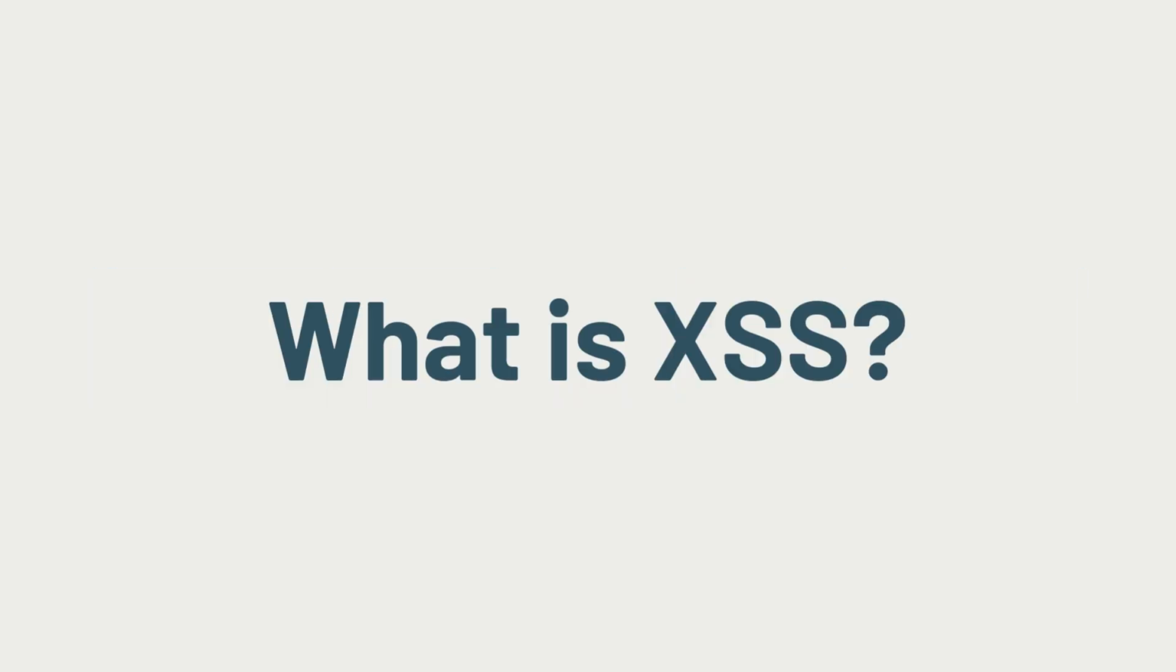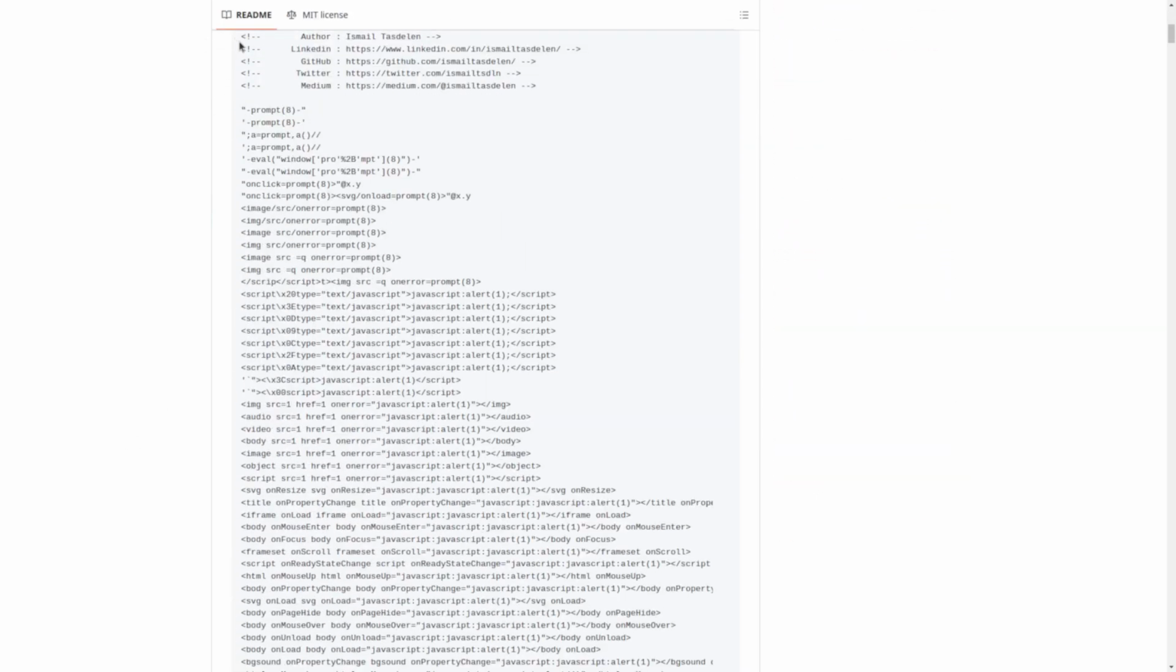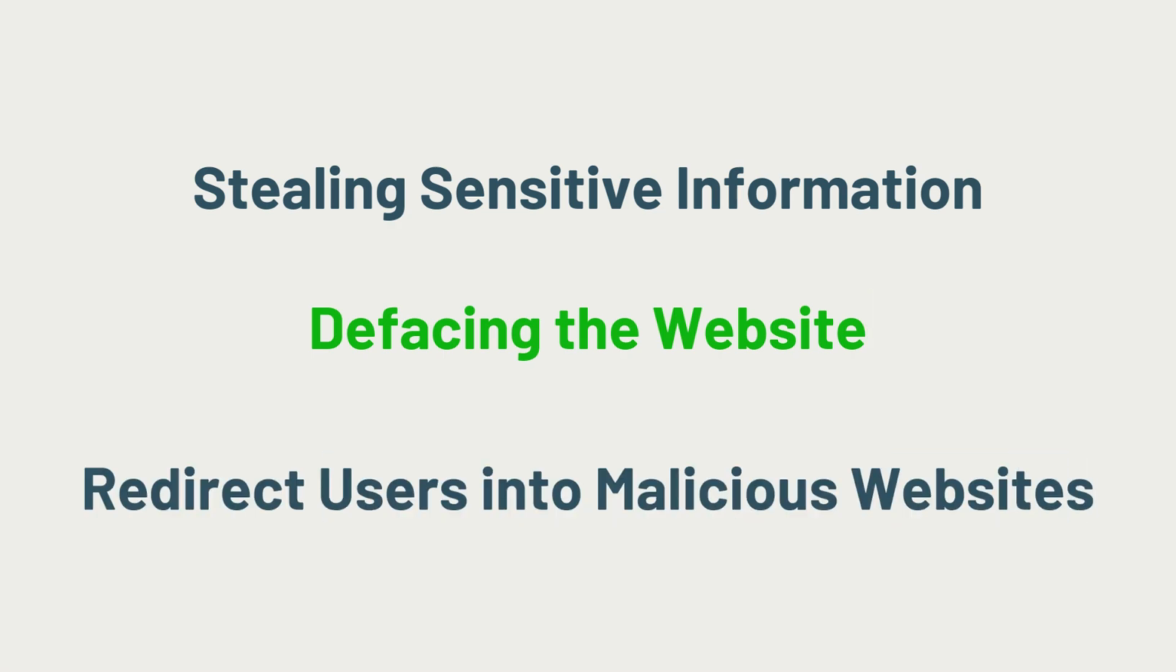So, what is cross-site scripting? Well, cross-site scripting is a vulnerability that allows attackers to inject malicious payloads, typically in JavaScript, into websites. Then, these scripts run in the browsers of users who interact with the vulnerable website. Now, depending on the type of cross-site scripting vulnerability and the attacker's payload, different actions can be performed, such as stealing sensitive information, defacing the website, and even redirecting users to malicious websites.